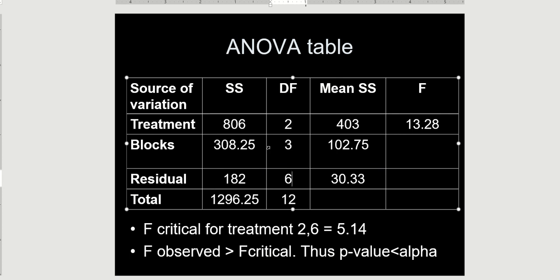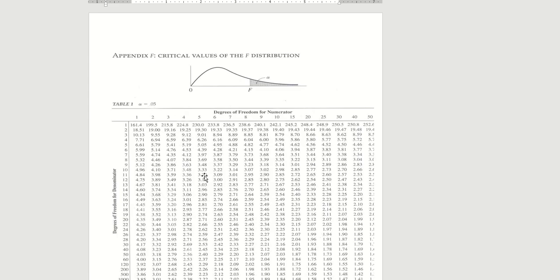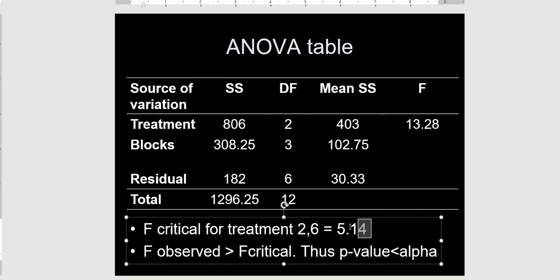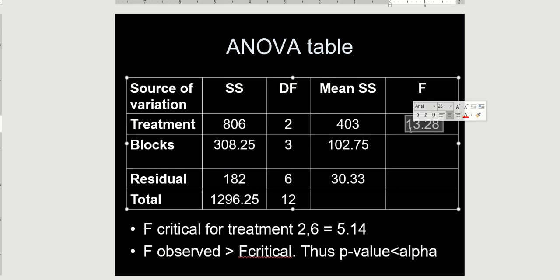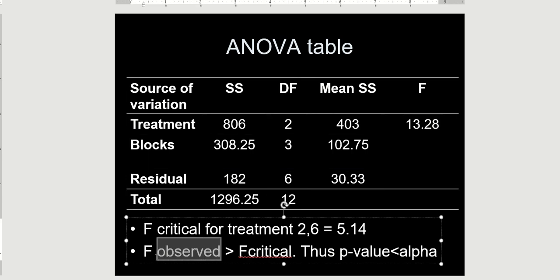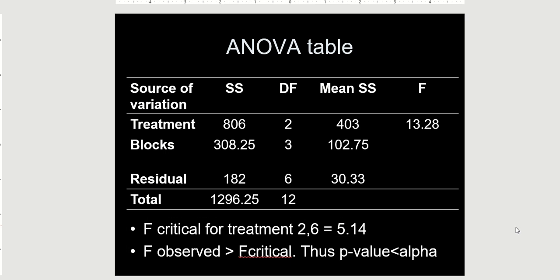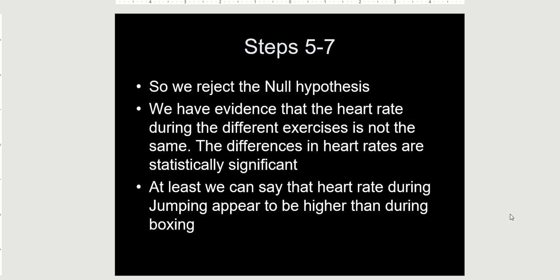It has to be compared to the critical F. So here's my F table. There's the 2 and there's the 6, so 2 for the numerator and 6 for the denominator. My F critical is 5.14. Okay, so the F critical is 5.14. The F calculated is 13.28. The calculated F I observed is larger than the critical. This means the p-value is less than alpha, and therefore you're going to reject the null hypothesis.